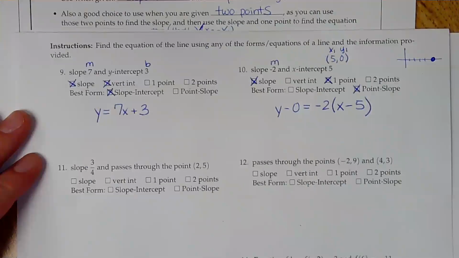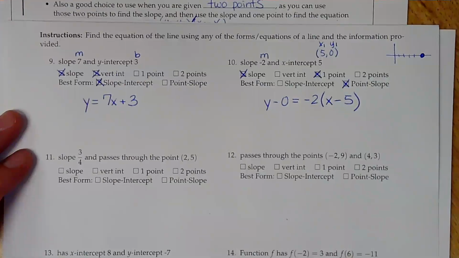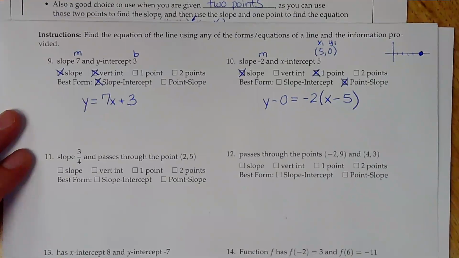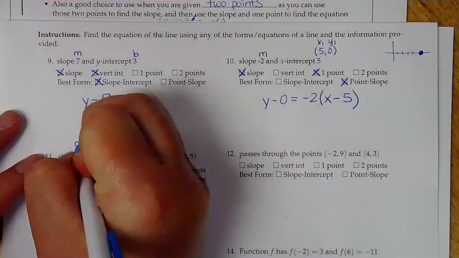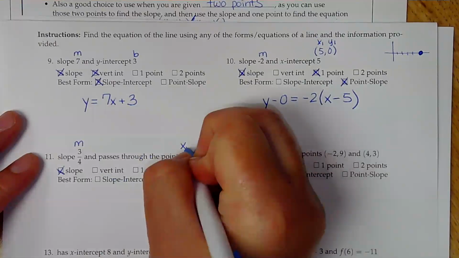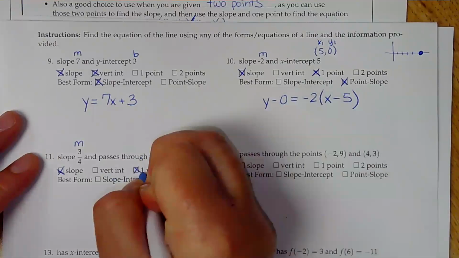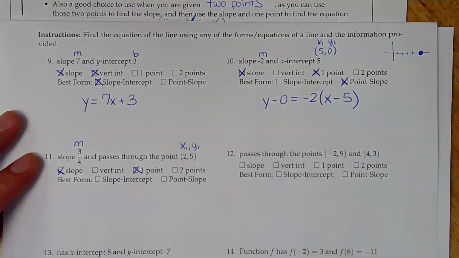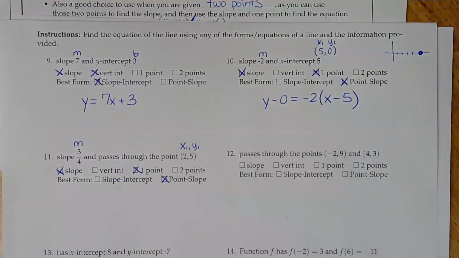Let's see, number 11, I have a slope of 3/4 that passes through the point 2, 5. So here's my m, there's the slope, and there's my point, x1, y1. And the best form here is going to be point slope. All right, so go ahead and pause the video, see if you can give that one a try.